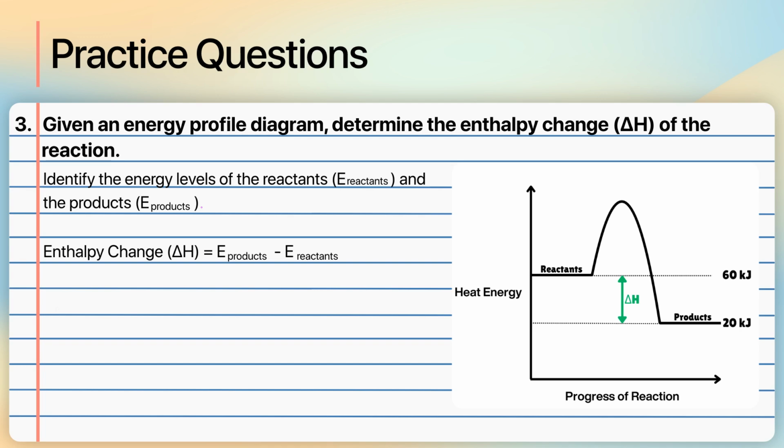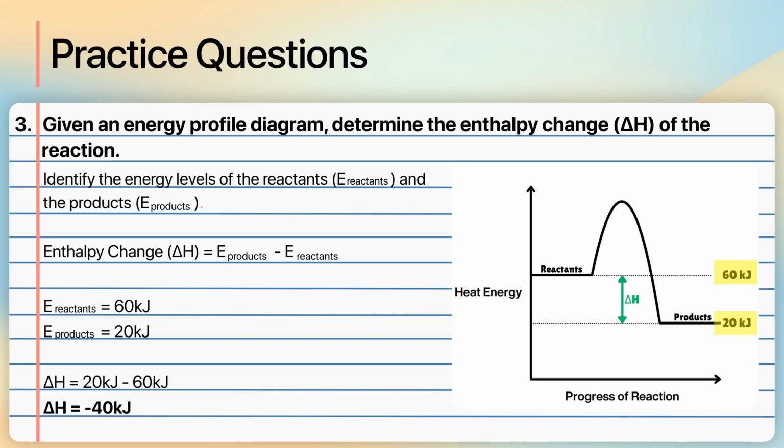From the diagram, we see the energy of the reactants is 60 kilojoules and the energy of the products is 20 kilojoules. So, enthalpy change equals 20 kilojoules minus 60 kilojoules, which equals negative 40 kilojoules. The enthalpy change is therefore negative 40 kilojoules, indicating that the reaction is exothermic since enthalpy change is negative.